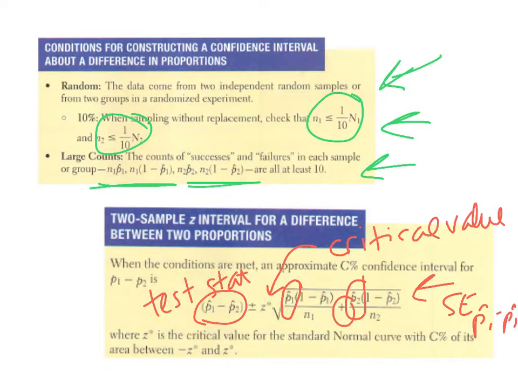Our test here is called, because in your plan part you have to also name your test, a 2-sample Z interval for a difference between 2 proportions. It's a long name, and we'll work on adding this information to our summary chart that we have, but that's the name of your test there, a 2-sample Z interval for a difference between 2 proportions. So let's run through an example.